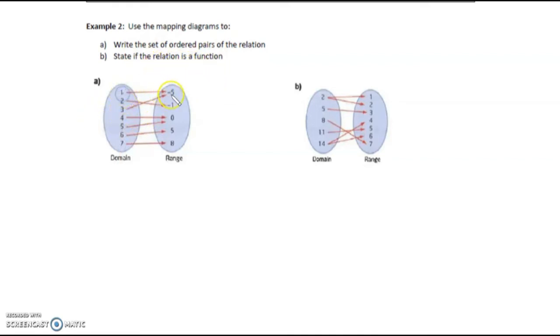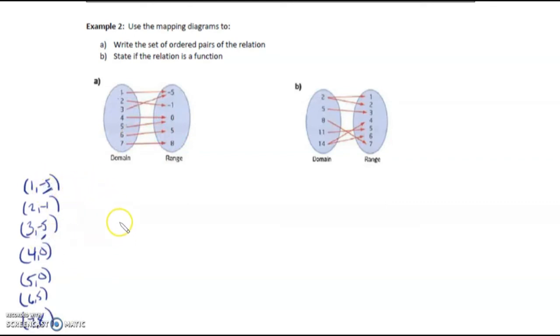So 1 maps onto negative 5. 2 maps onto negative 1. 3 maps onto negative 5. 4 maps onto 0. 5 maps onto 0. 6 maps onto 5. And 7 maps onto 8. It doesn't matter if the y's repeat as long as the x's don't repeat. So therefore, yes, this is a function.